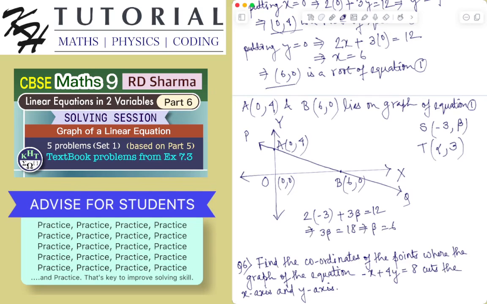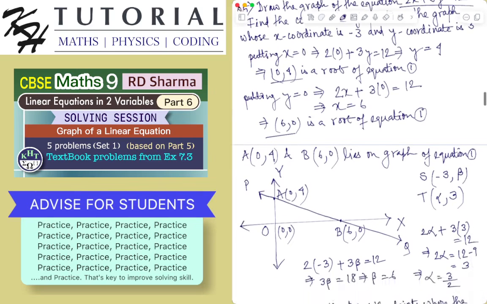Now the point T also lies on the graph, whose coordinate is (alpha, 3). Alpha is unknown, which we have to find. So definitely the ordered pair (alpha, 3) must be a root of the equation of the graph, and it will satisfy it. So we must have 2 alpha plus 3y, that is 3 into 3, is equal to 12. This implies 2 alpha is equal to 12 minus 3, which is 3. This implies alpha is 3 by 2.